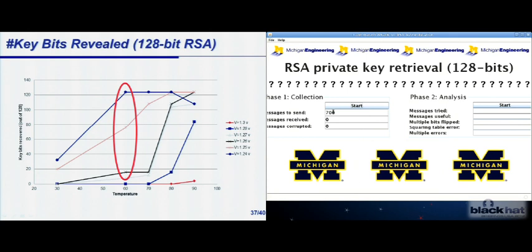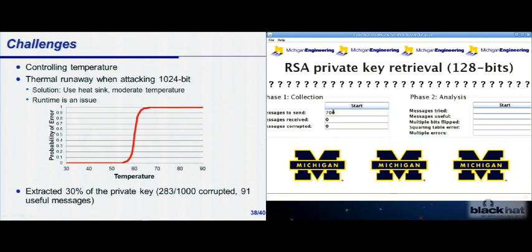They were using 1,000 signatures, and they were helping it a little bit with the voltage. So they didn't have to lower the voltage so much, but they were keeping it already on the verge because they couldn't really put it in an oven. Then they said, OK, let's move on to 1,024-bit RSA. And they got something. They obtained 283 corrupted messages out of 1,000. 91 of them were useful. And as a result, they got 30% of the private key out.